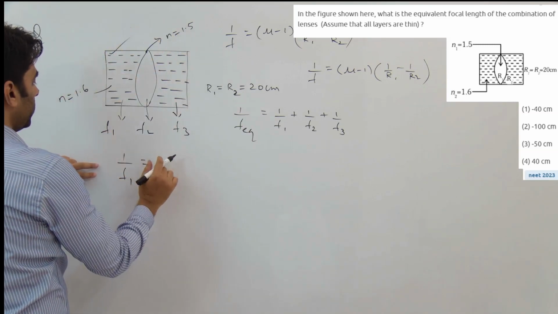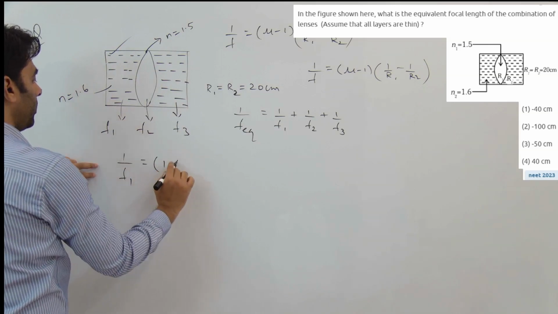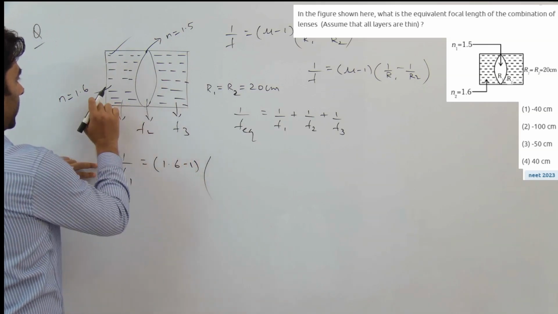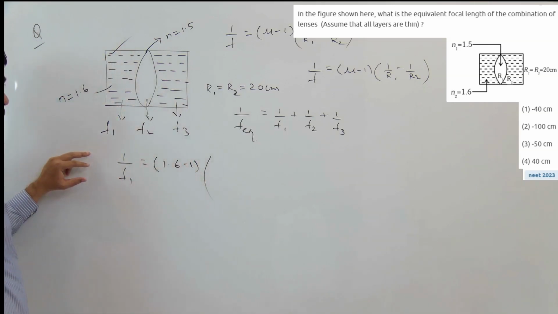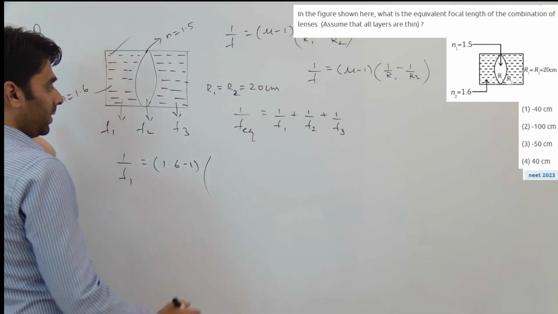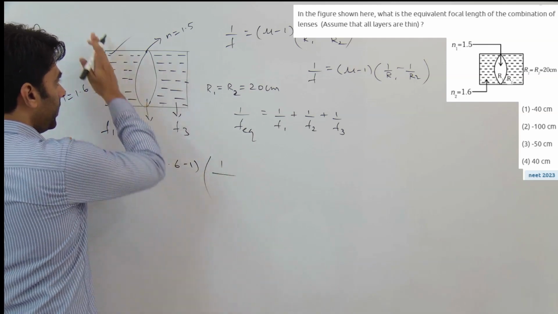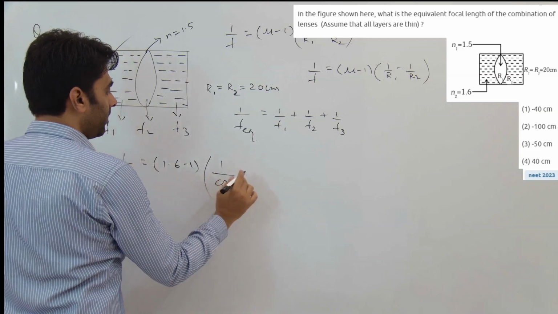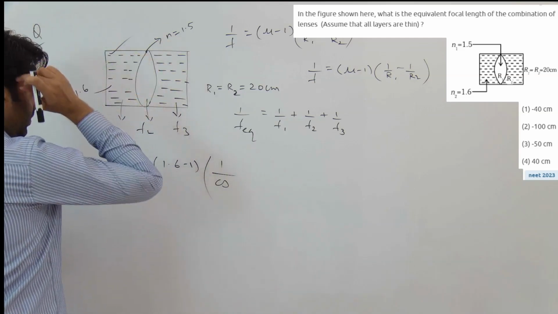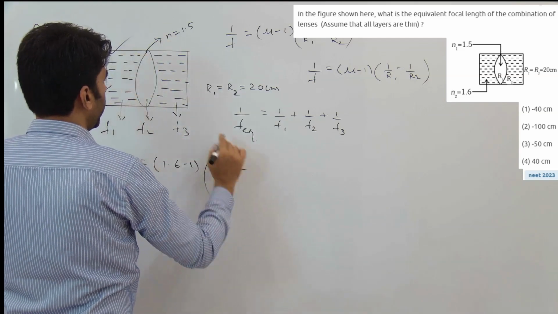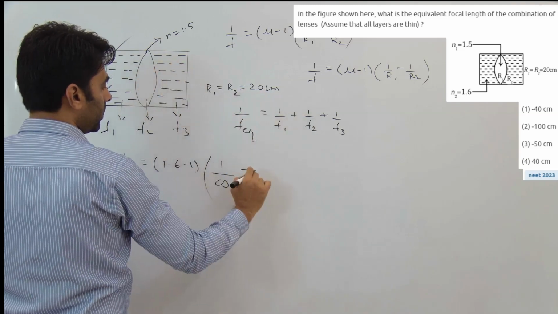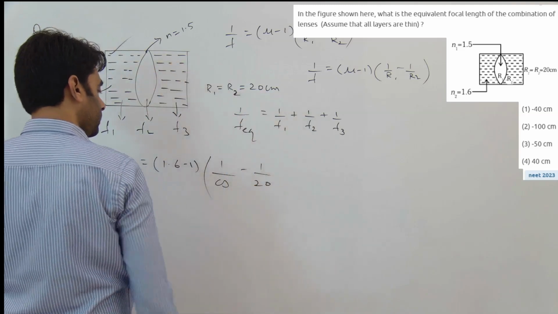1 by f1 will be equal to mu minus 1, that is 1.6 minus 1, 1 by r1 minus 1 by r2. If you notice, this is plano concave. So this one is a plane surface, the radius of curvature for this one will be infinite. R2 will be positive, and how much is it? Minus of r1 and r2, both are given to us as 20, so this will be minus 20.